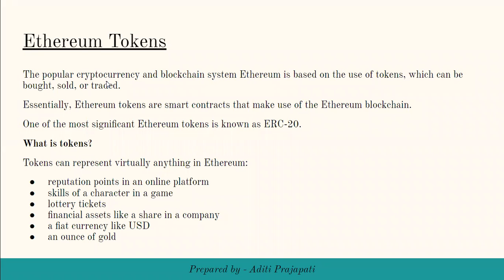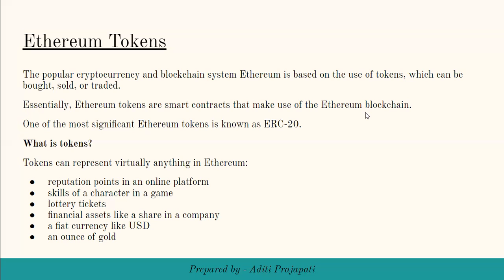Ethereum, the popular cryptocurrency and blockchain system, is based on the use of tokens which can be bought, sold or traded. These tokens are used to buy, purchase, or sell assets. Assets can be anything, like skills of a character in a game, lottery tickets, financial assets, an ounce of gold, or any gift amount. Essentially, Ethereum tokens are smart contracts that make use of the Ethereum blockchain.